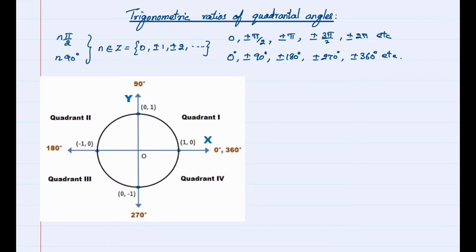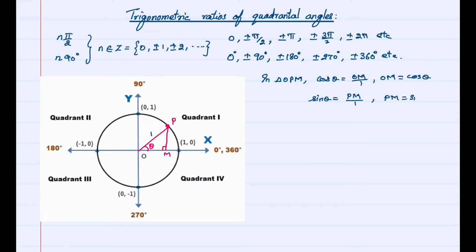Consider a point P on this unit circle. Let us join the origin and this point P and draw a perpendicular PM to the x-axis. Let this angle be theta. In triangle OPM, cos theta will be adjacent side by the hypotenuse. Here the hypotenuse is 1 unit, which is the radius of the circle, from which we can get the value for OM. OM is cos theta. And in the same triangle, sin theta is opposite side PM by the hypotenuse. Therefore, PM is sin theta.